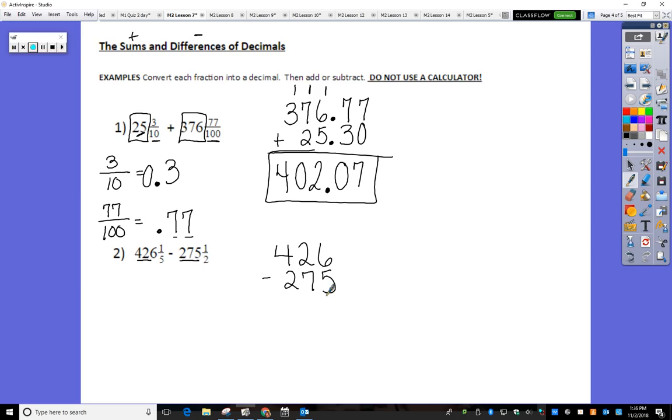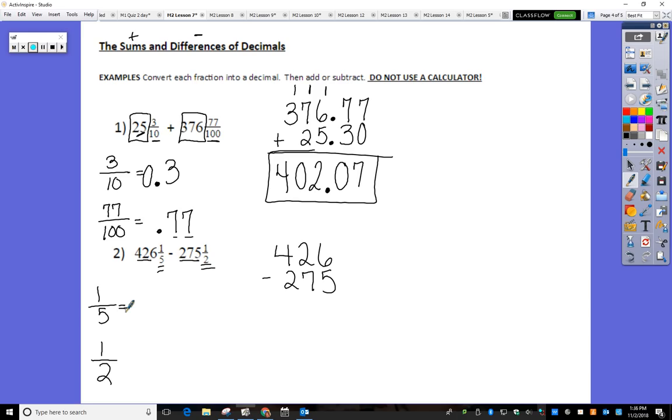Now I have to look at the fractional part. I'm going to change each one of these into a decimal. So again, I'm going to ask myself, is there a fifths place in decimal place value? There is not. So what I'm going to do next is see if I can change this fraction into a fraction with a decimal place value in its denominator.